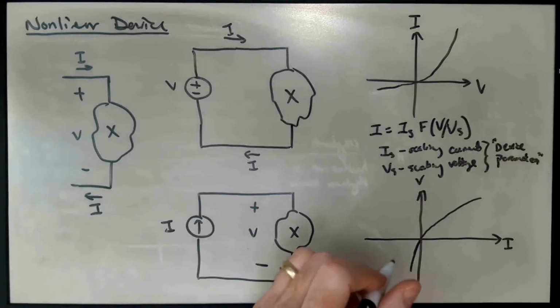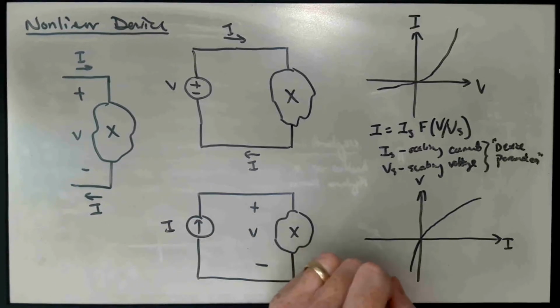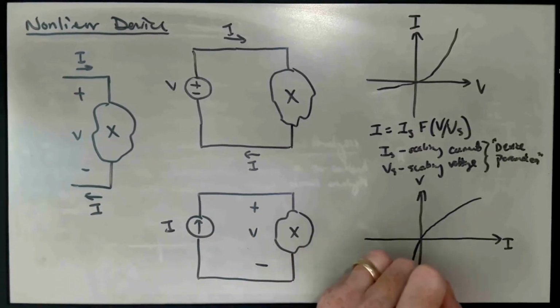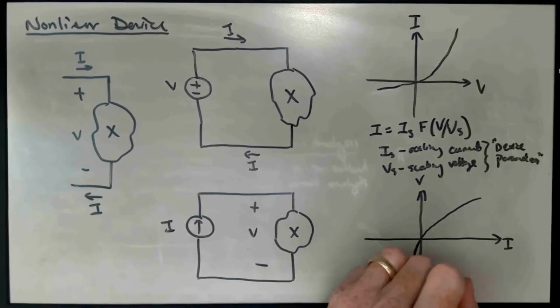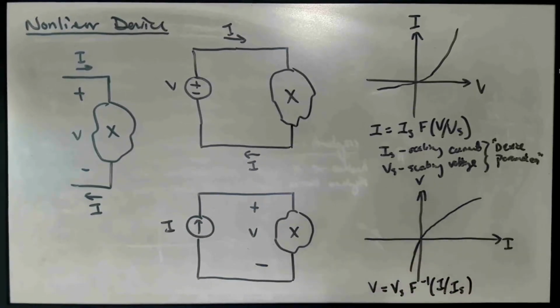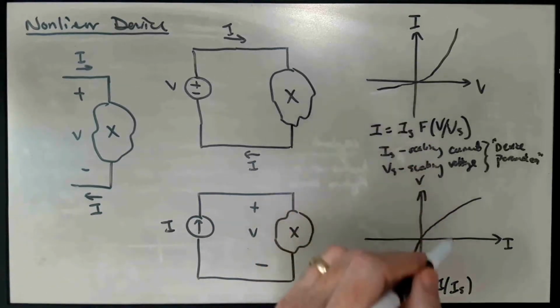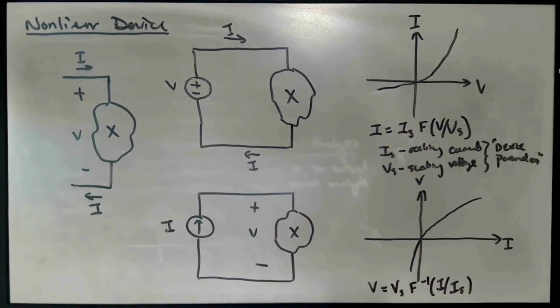And here, V would be Vs times F inverse of I over Is. Okay, it would be characterized by the same scaling voltage and the same scaling current. It's just that these two functions would be inverses of each other. Okay? So that's kind of what we're talking about here. Two different ways of driving it.